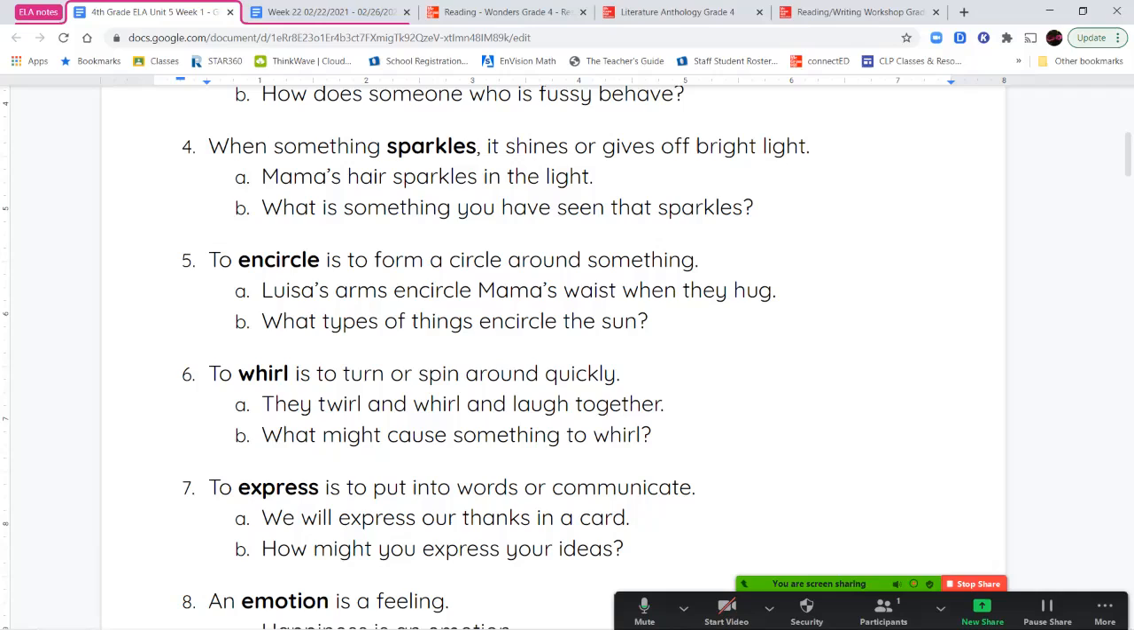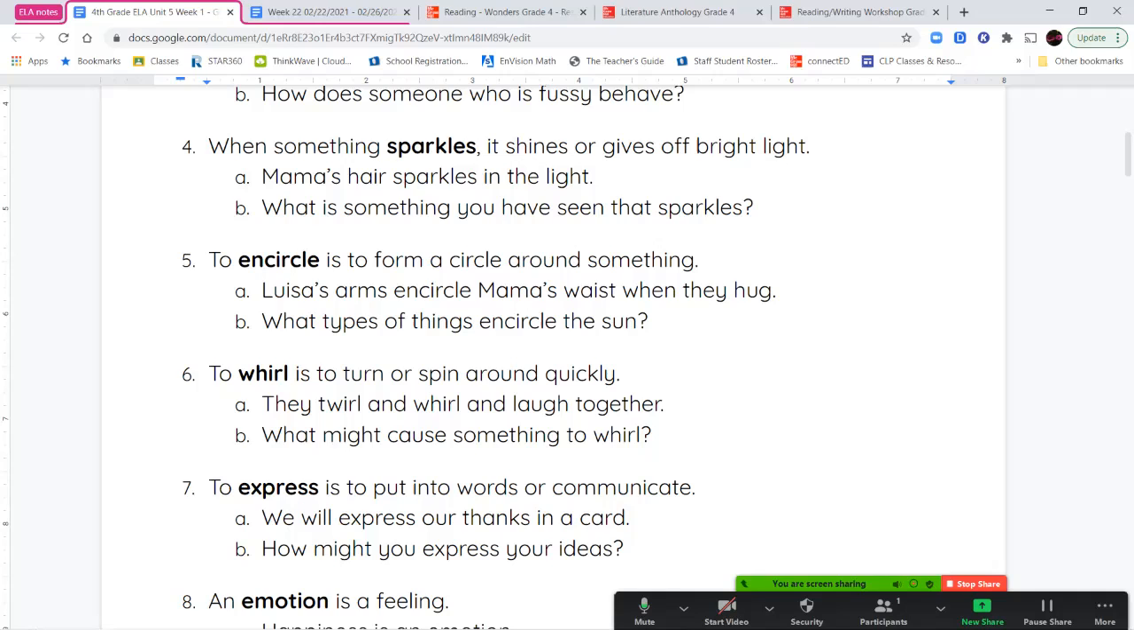Next, we have the word encircle. So encircle means to make a circle around something. So if, for example, you're playing a game and you and your friends are all holding hands in a circle and there's someone standing in the middle, you have encircled that middle person, right? You're around them in the shape of a circle.